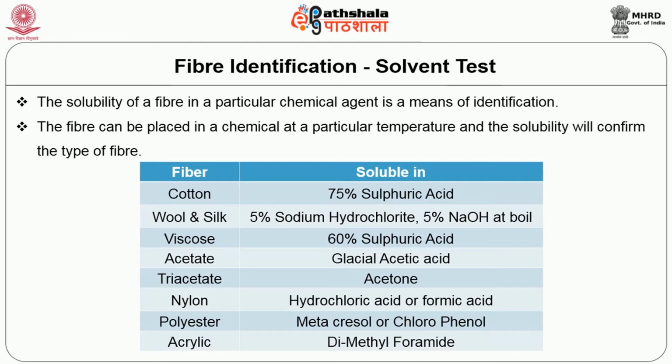In the case of triacetate material, it can be dissolved in acetone. In the case of nylon material, it can be dissolved in hydrochloric acid or formic acid. In the case of polyester, it can be dissolved in metacresol or chlorophenol. Acrylic material can be dissolved in dimethyl formamide. So from this, we can identify whether the material is cotton, nylon or polyester by using different types of solvents.